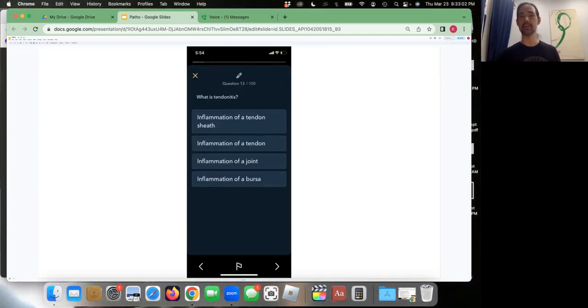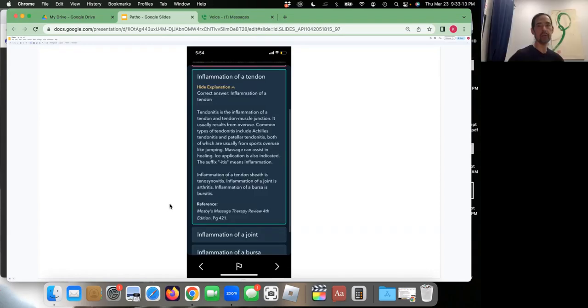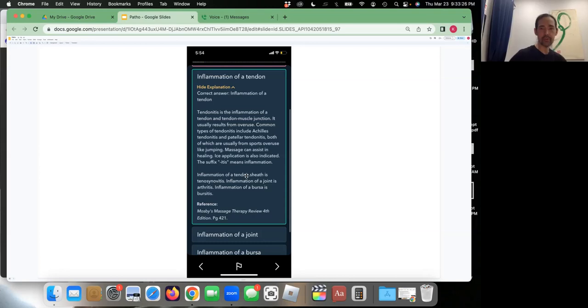What is tendonitis? Inflammation of a tendon sheath, inflammation of a tendon, inflammation of a joint, inflammation of a bursa. I think it's inflammation of a tendon. I think so too. Inflammation of the tendon and the tendon muscle junction. Do they talk about what the tendon sheath is?